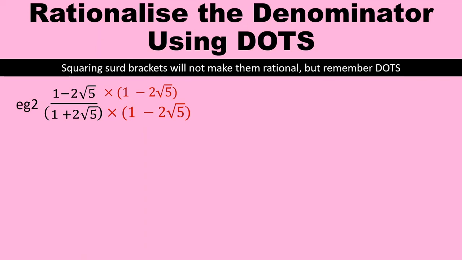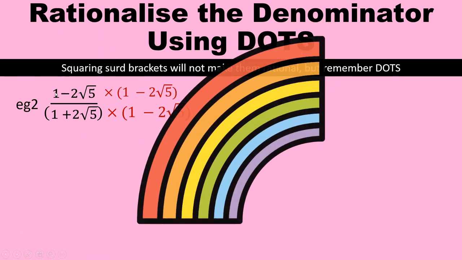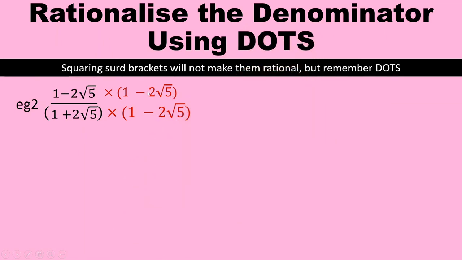In the numerator, that does not happen. If I do 1 times 1, that gives me 1. Then I do 1 times negative 2 root 5, which is negative 2 root 5. Then I do negative 2 root 5 times 1, which is another negative 2 root 5. And then I do negative 2 root 5 times negative 2 root 5, which would be 2 times 2 makes 4, and root 5 times root 5 squared being 5.